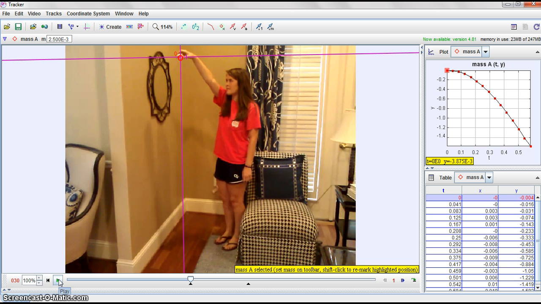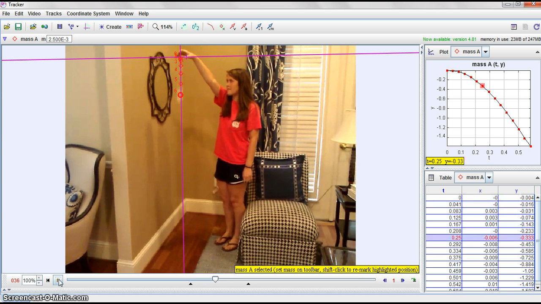For this video, I videoed a paper ball dropped from rest. The video shows the points at which the ball was tracked. The table on the right shows the position versus time data as the ball falls, and the graph shows the y position versus time of the ball's motion.